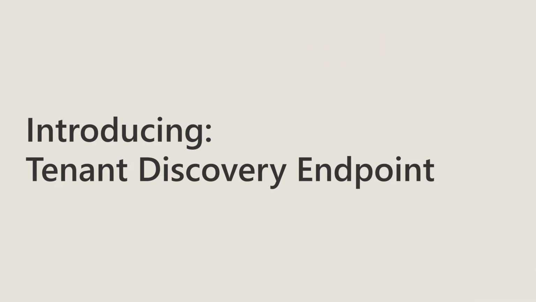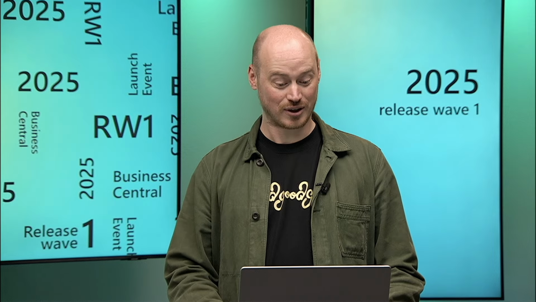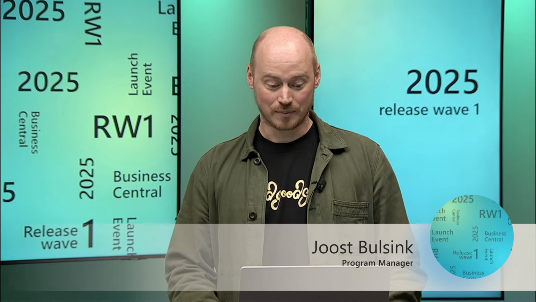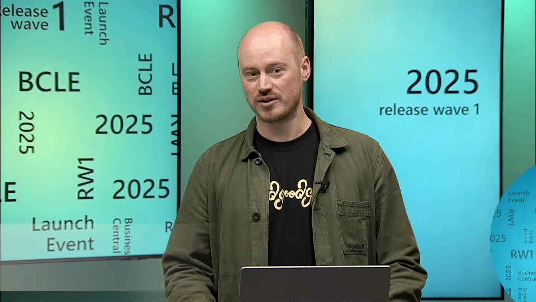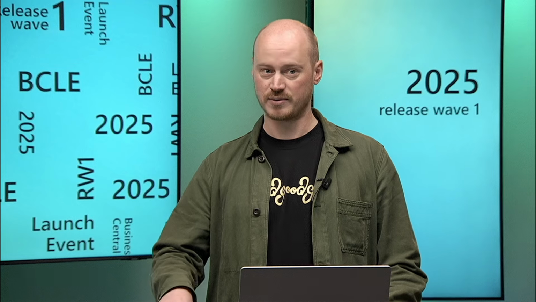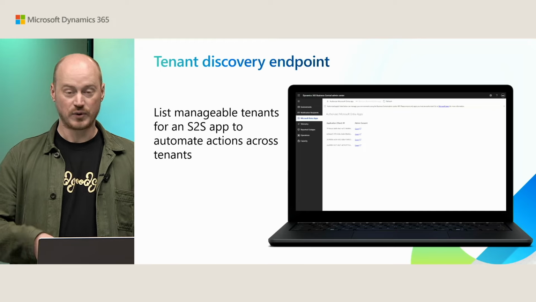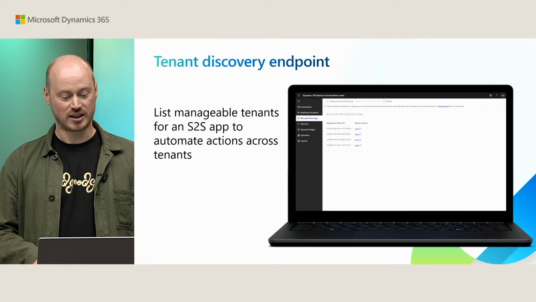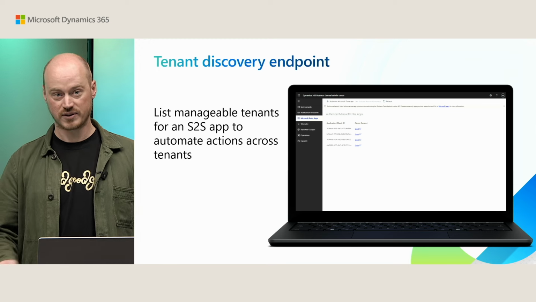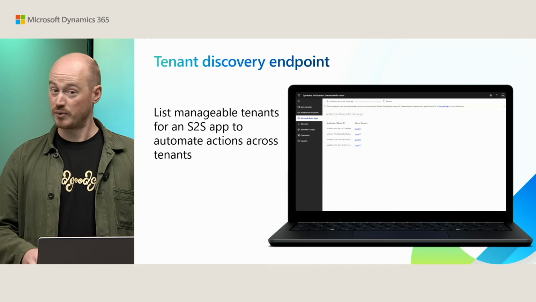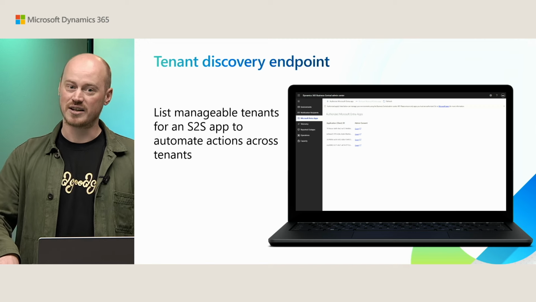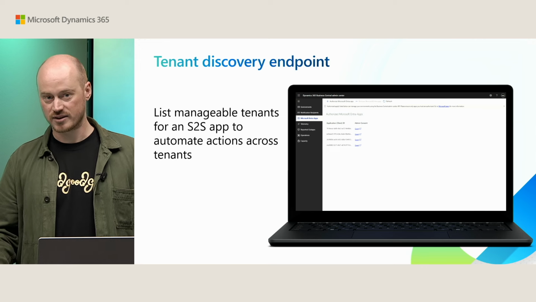Hello everyone, and welcome to this Business Central launch event session on a new API endpoint, the Tenant discovery endpoint. This is a small feature and a continuation to the S2S app authentication for the Admin Center API that we built some time ago. We've seen many partners use their apps to automate administrative operations across their customer environments in different tenants. But one thing that was still missing was a discovery endpoint that would give you a list of tenants to which that app has access.